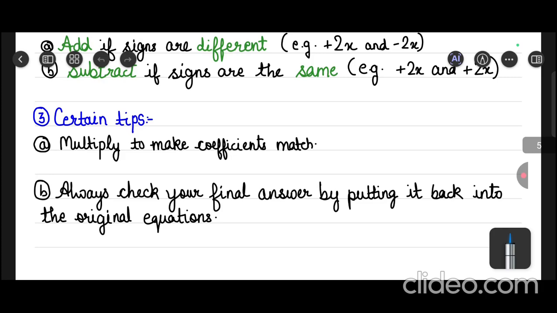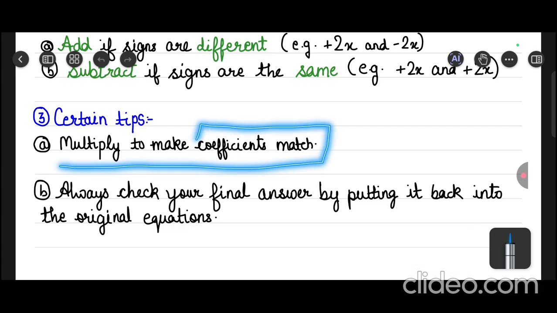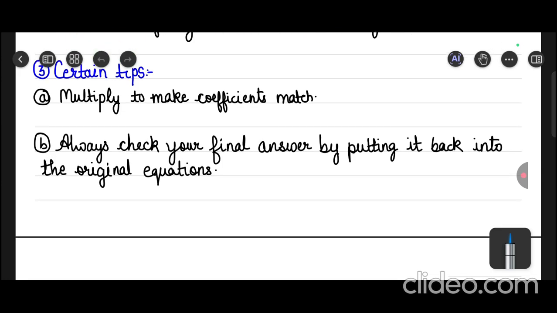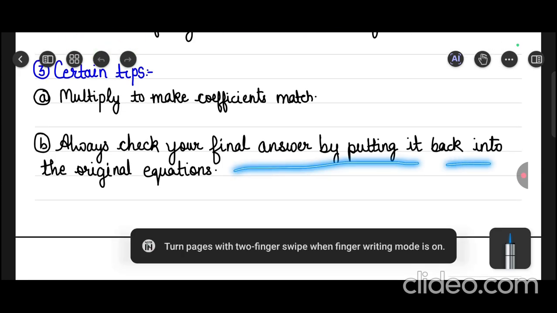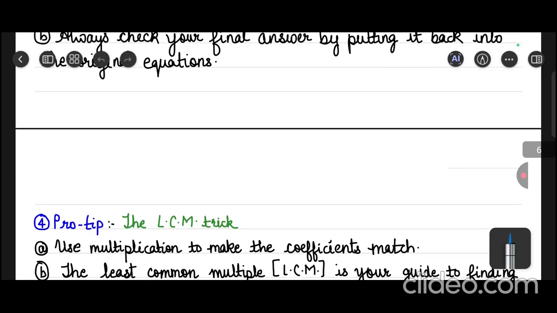Now, certain tips. First tip is to multiply to make coefficients match. Then always check your final answer by putting it back into the original equation. Once we get the value for either of the variables, we have to check our final answer by putting it back into the original equations.